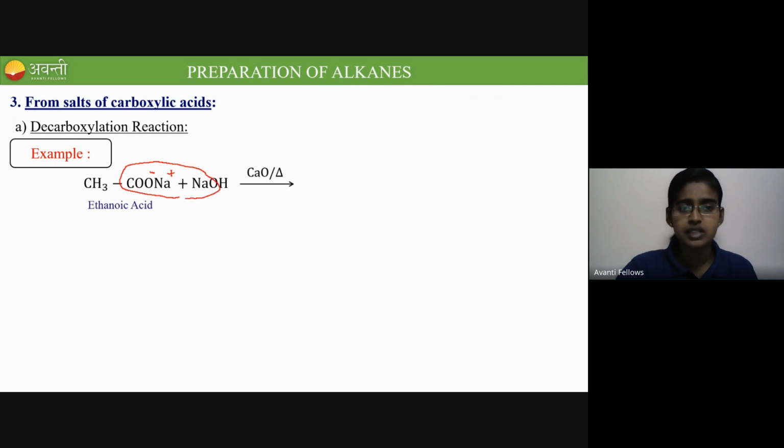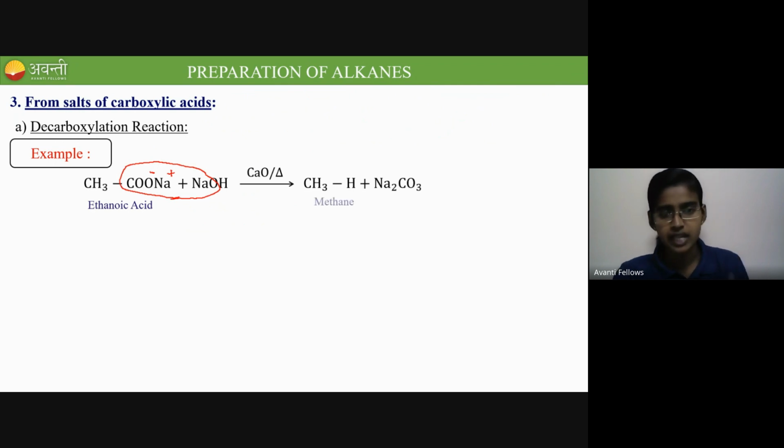This part is getting removed, and this alkyl group, which is CH3, is now going to form the bond with hydrogen. So what will I get? I will get CH4 plus Na2CO3. The name of this alkane is methane because it has only 1 carbon. Got it? So now you can see, we took a 2 carbon containing compound, but we have ended up with only 1 carbon. So that's why it is called a step down reaction.